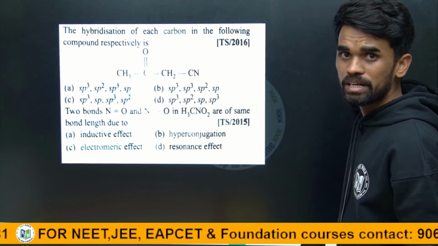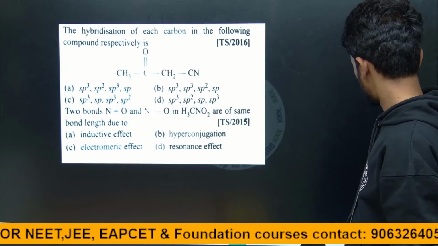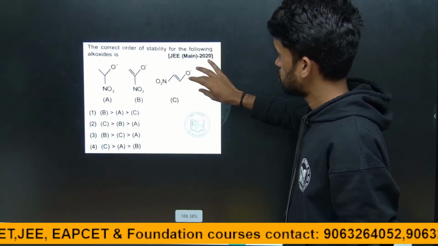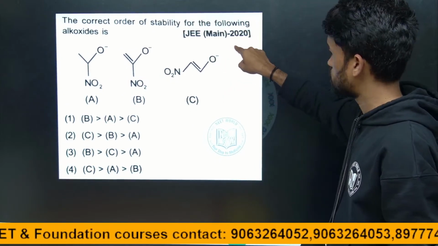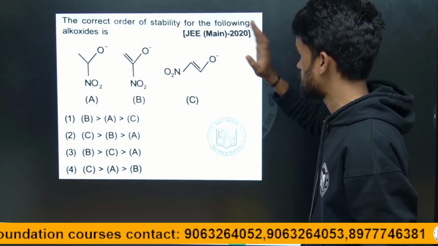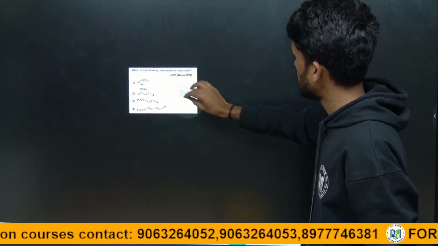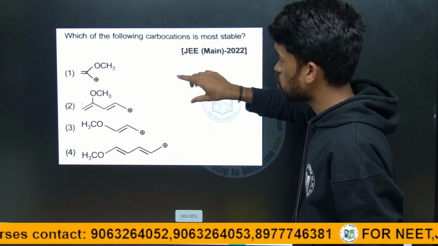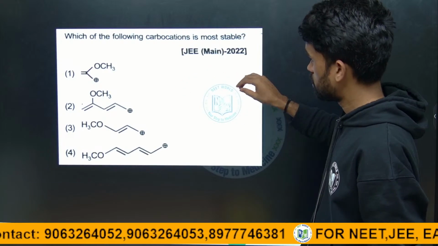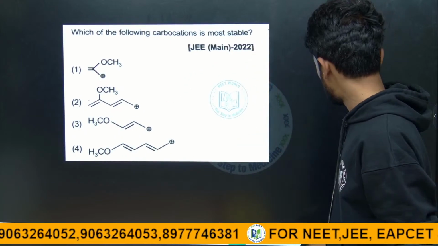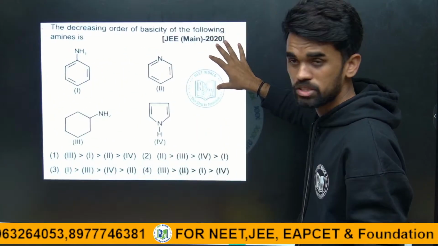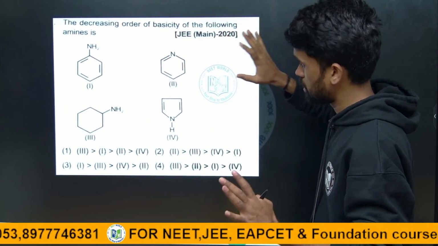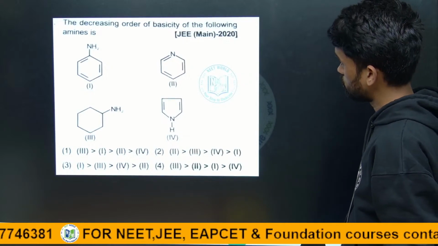Give a try for this question also. Similarly to this, this is a very important question. This is a JEE Mains question, but it is highly helpful for your NEET and EAPCET also. Both questions are of a similar concept, cross conjugation we can say. What is the concept name here? Cross conjugation. I will be explaining in the recording session. So just take this and try from your side.